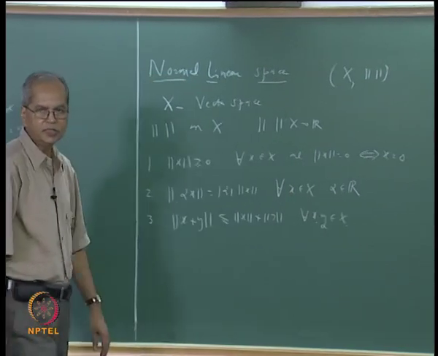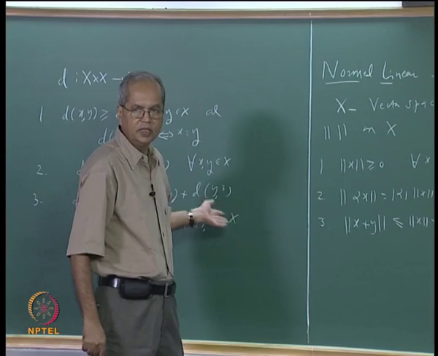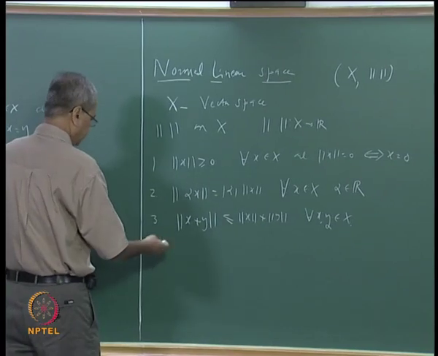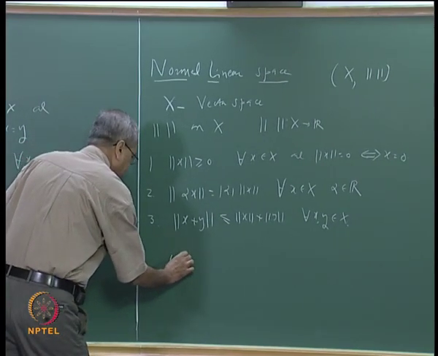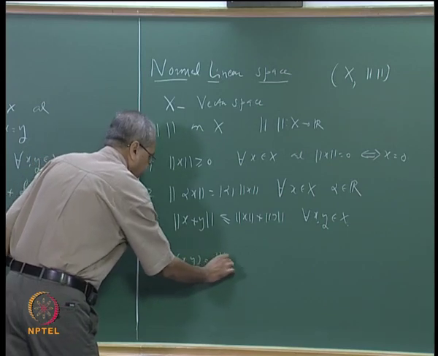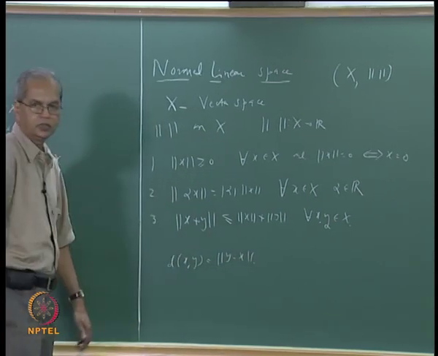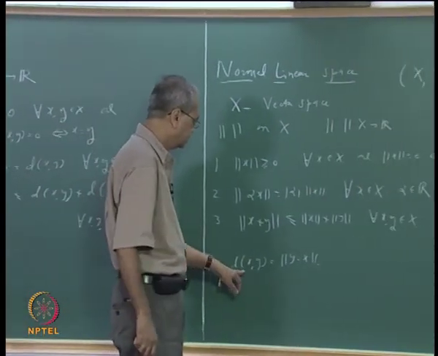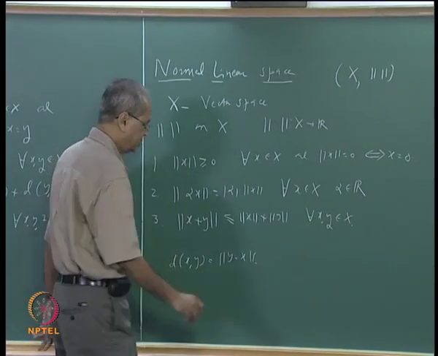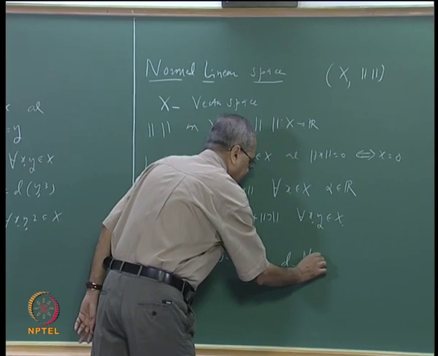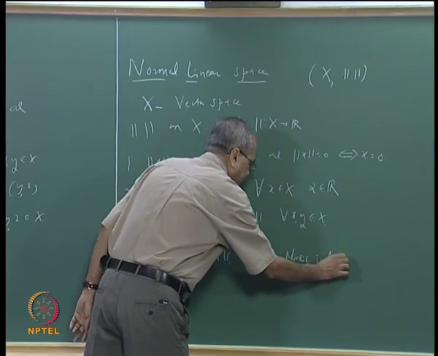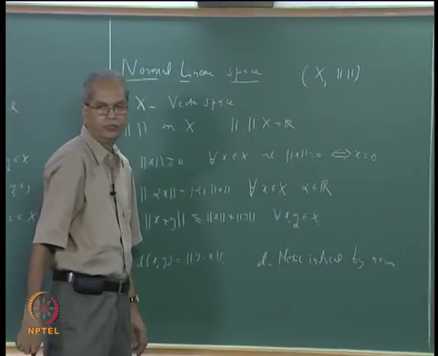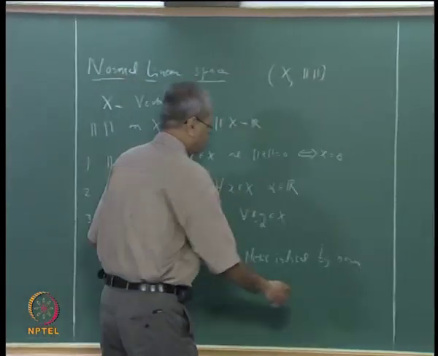And what we have seen is that every normed linear space is a metric space. And how does it become a metric space? Taking any 2 vectors x and y, we define distance between x and y as norm of y minus x. And this d is called a metric induced by this norm. So we can say that d is a metric induced by the norm.